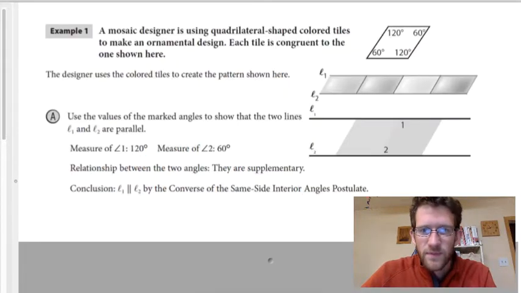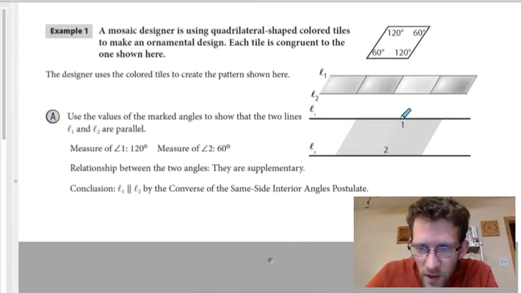Let's do some examples. The first one here, we have our little diagram of it's like a parallelogram, right? This is supposed to be a tile, and then we put a bunch of these tiles together. So the first part here, A, use the values of the marked angles to show that the two lines are parallel. It's a little hard to see here, but there's two shades.